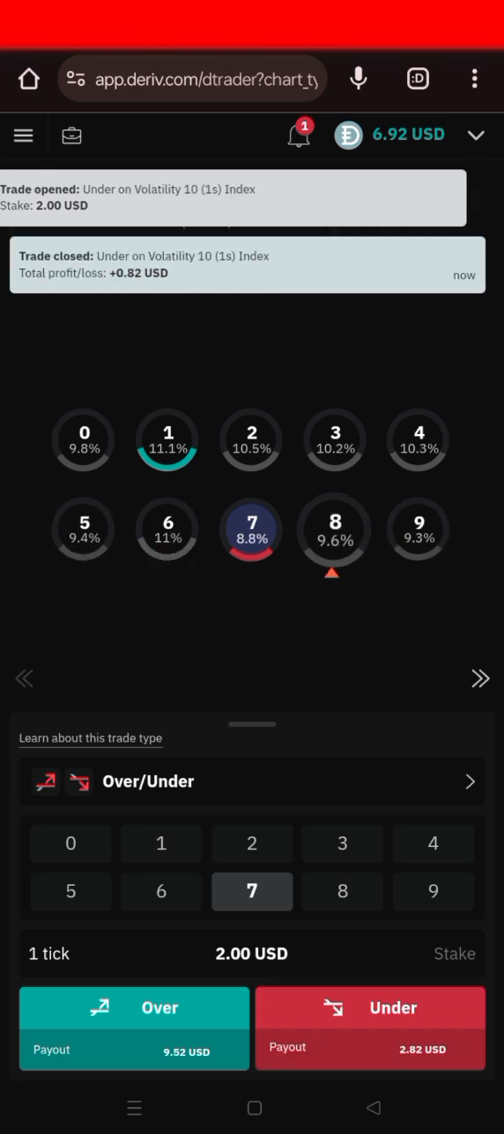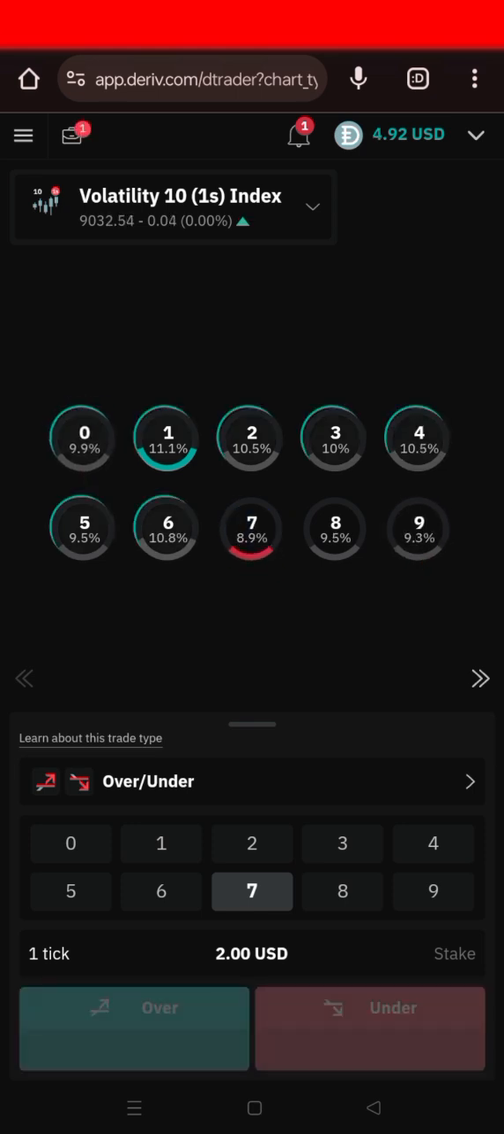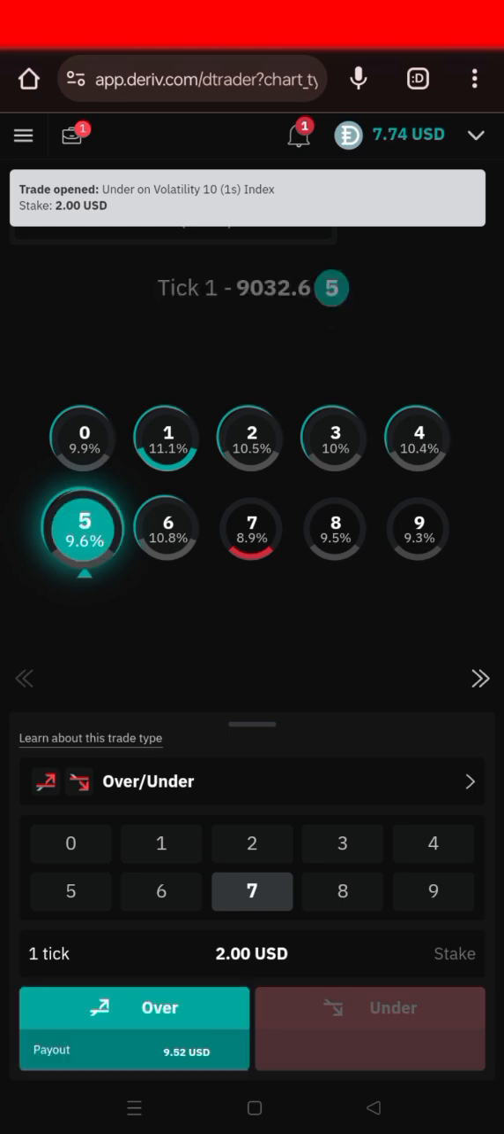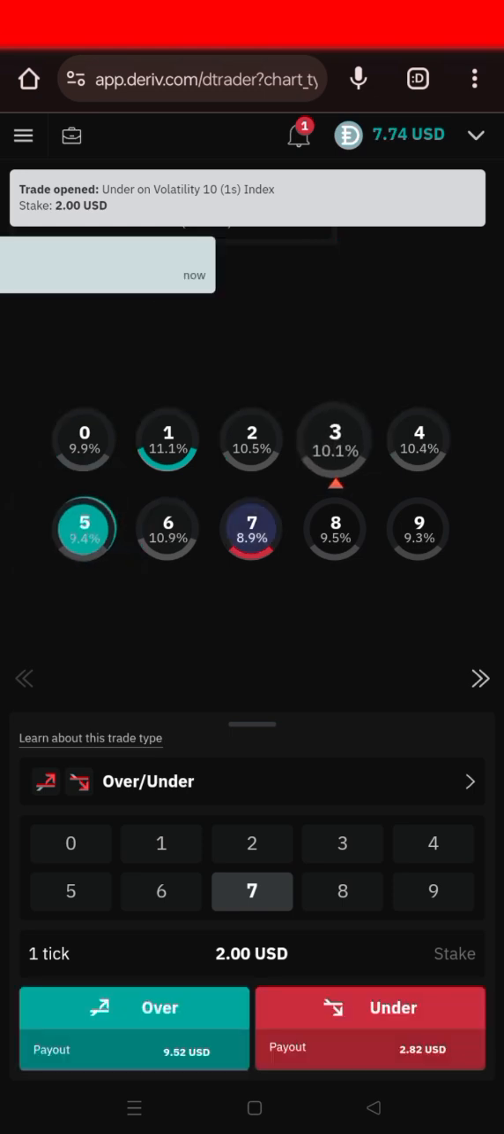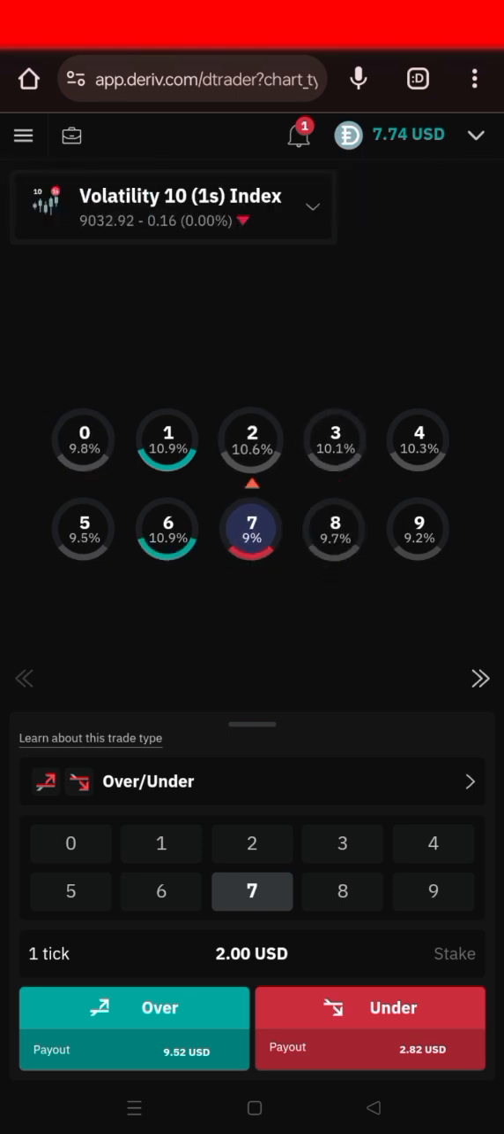We have won. Now from 2 USD we are at 6.92. So this entry under 7 is very simple for beginners. So just always take your entry when you see the cursor touches two numbers. You see we are at 7.74. So we have a good trend. So we are almost 5 USD up.